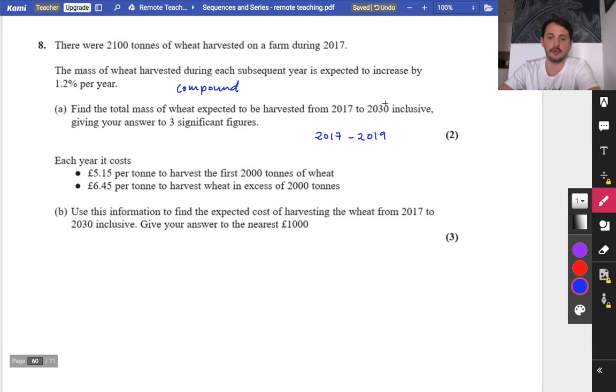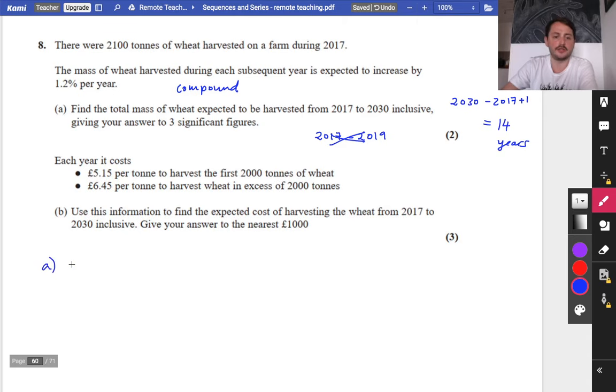So to find out the number of years, the first thing I'm going to do is 2030, take away 2017, but I'm going to add that extra 1 on. So I always do it with a smaller bracket, and then I work out what the pattern is. So 2030 take away 2,000, I can't believe I'm using my calculator for this, plus 1, so it's actually 14 years, okay, that's how many years this is going to be.